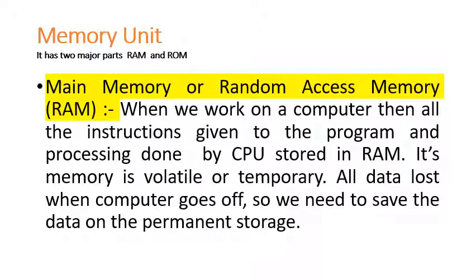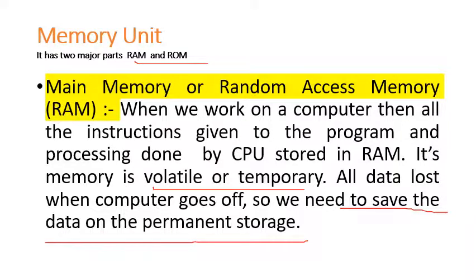So first, let's understand memory units. It has two major parts, RAM and ROM. First is main memory, or random access memory. When we work on a computer, all the instructions given to the program and the processing done by the CPU are stored in RAM. Its memory is volatile, or temporary. All data is lost when the computer goes off, so we need to save the data on permanent storage.